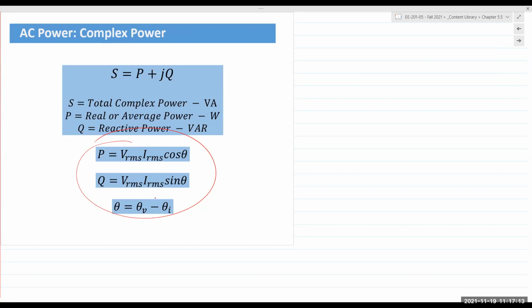Again, it's the same as the impedance angle. Impedance Z is V divided by I. When you divide two complex numbers, the phase angles get subtracted. So theta V minus theta I. So power angle theta is the same as the impedance angle theta, no different.